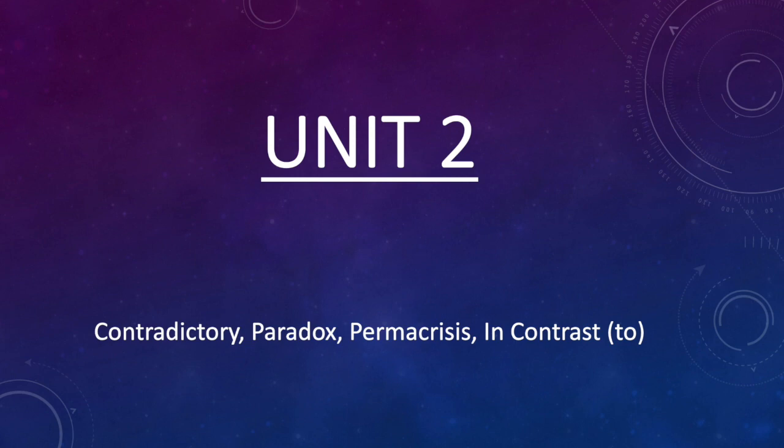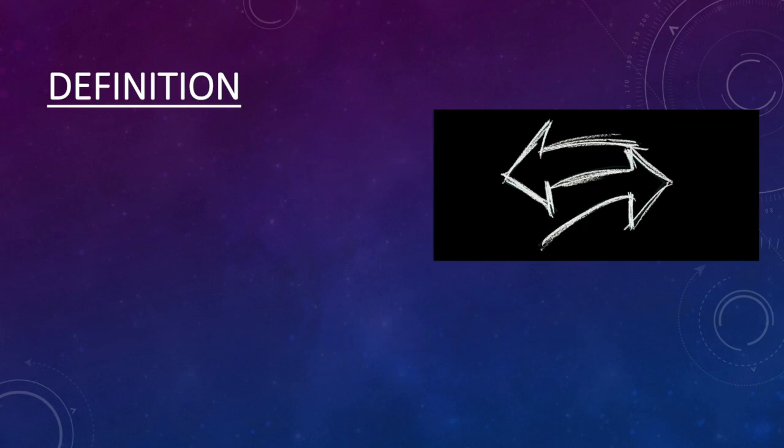Today we're going to take a look at four different sets of academic English vocabulary. There are three words which are contradictory, paradox, and permacrisis. And there is one phrase which is in contrast to. First of all, let's look at the first word for today.